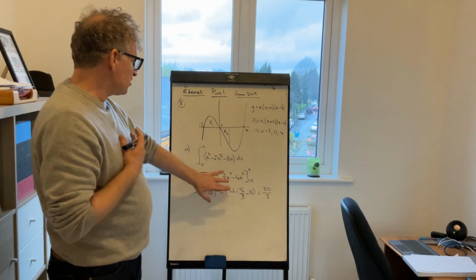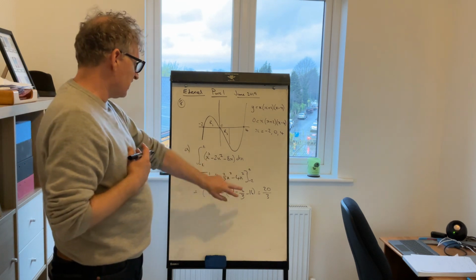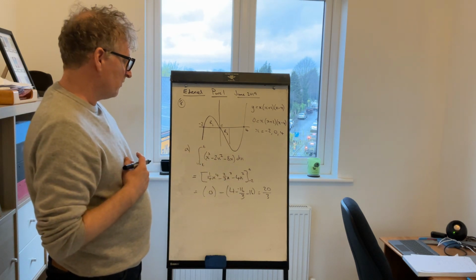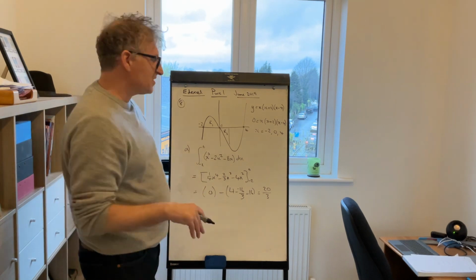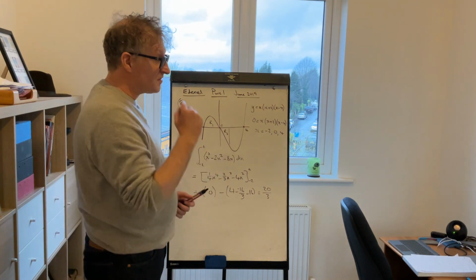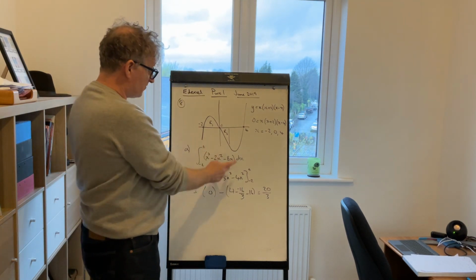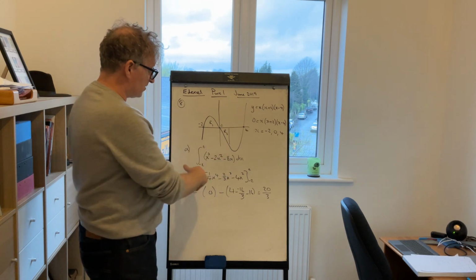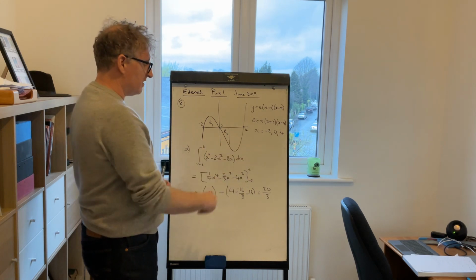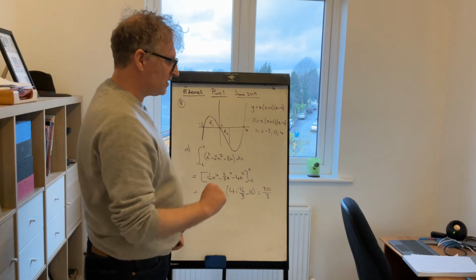But you need to show the steps. You need to show that you're substituting correctly to get your marks. Right, that's part A. Nice, simple, 4 marks for that. You've got several little bits there that you're going to get your marks for, correct integration, substituting in, but just show the steps. So we get 20 over 3.